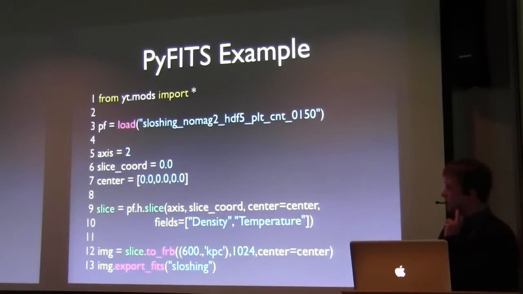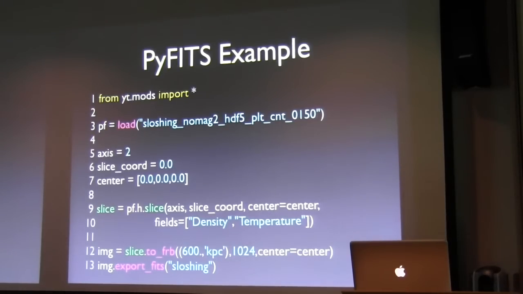And the nice thing is, this is a script you can run yourself right now if you have PyFITS installed by pip install PyFITS. It's just a little simple script that takes a parameter file of that sloshing data set. It assumes the z-axis, the slice coordinate, is right at the center of the domain. And it creates a slice object of density and temperature.